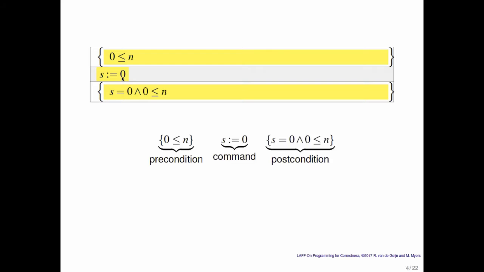Now another way of presenting this is that we have a precondition, 0 is less than or equal to n, a command, s is set to 0, s becomes 0, that's what the colon equal stands for, and then a postcondition, s is equal to 0 and 0 is less than or equal to n. And more abstractly we can write this as the predicate Q, the command S, and R, the precondition, the command, and the postcondition.